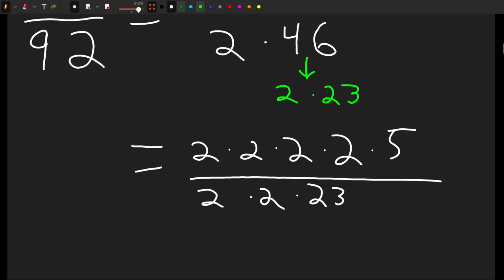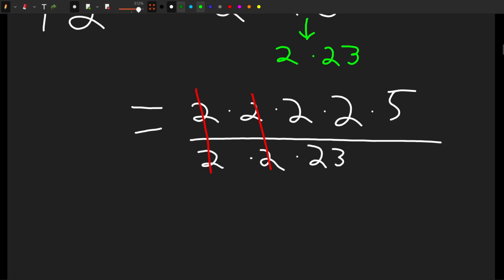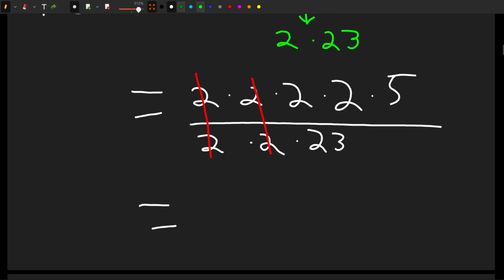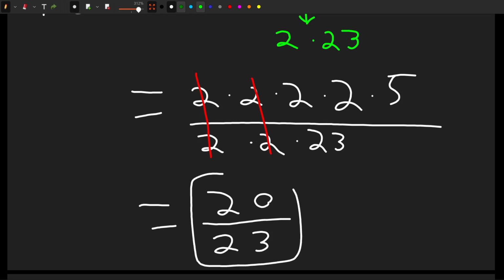Now on to simplifying this out. One pair of 2's cancel, another pair of 2's cancel. And on the top, we are left with 2 times 2 is 4, times 5 is 20. And in the denominator on the bottom, 23 is left over. So our answer is 20 over 23. Okay, that's simplifying fractions.